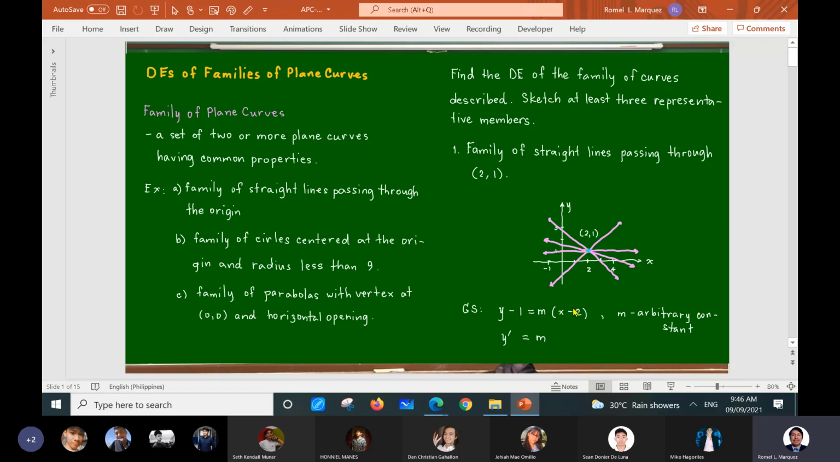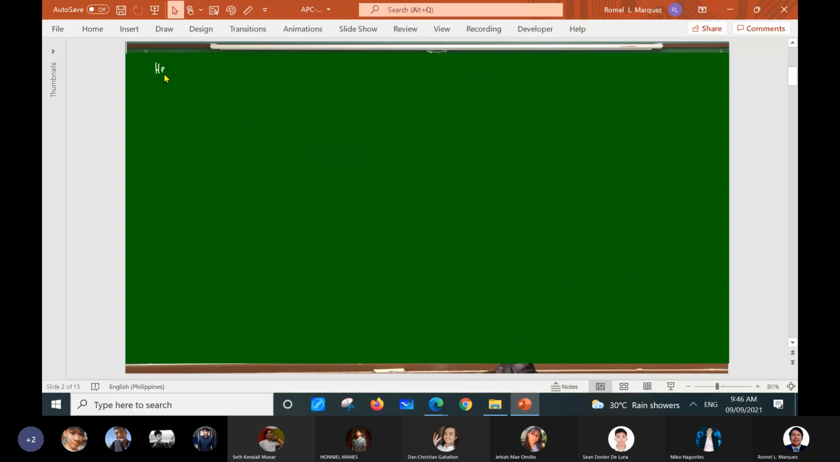The derivative of negative 2m is 0. So that is y prime. So we know already the m. The value of m is y prime. So substitute it to the general solution. Hence, we get y minus 1 equals, what is m? y prime times x minus 2. So this is already the differential equation corresponding to the general solution, meaning we have to eliminate the arbitrary constant. Is that clear, guys?